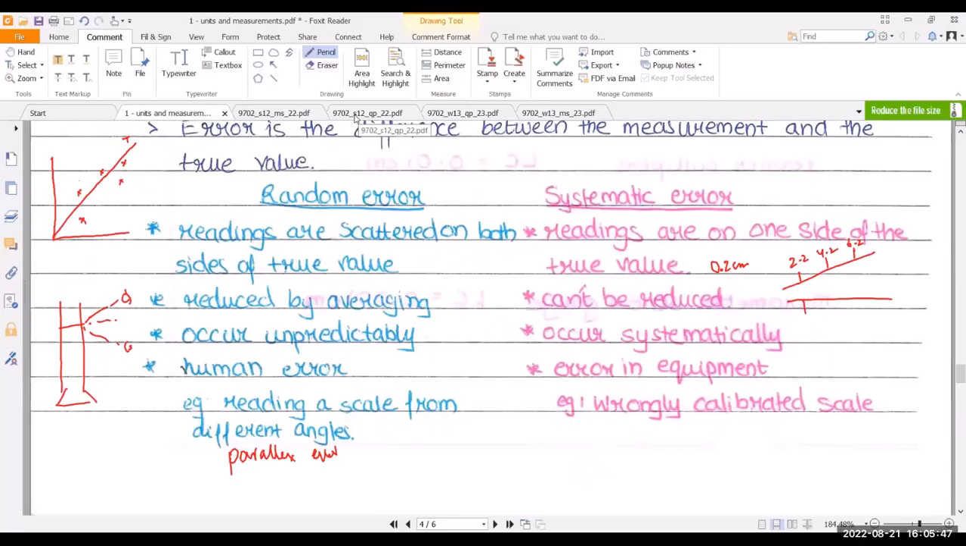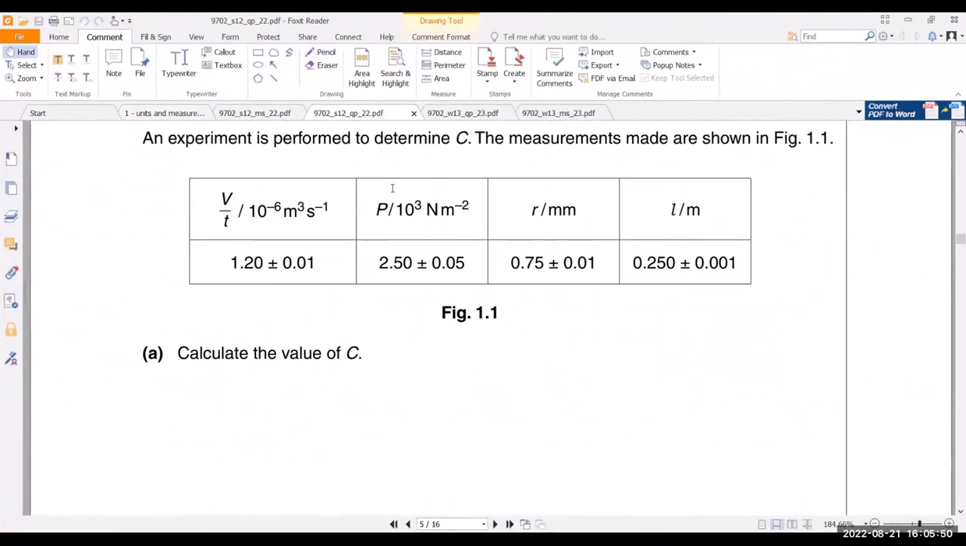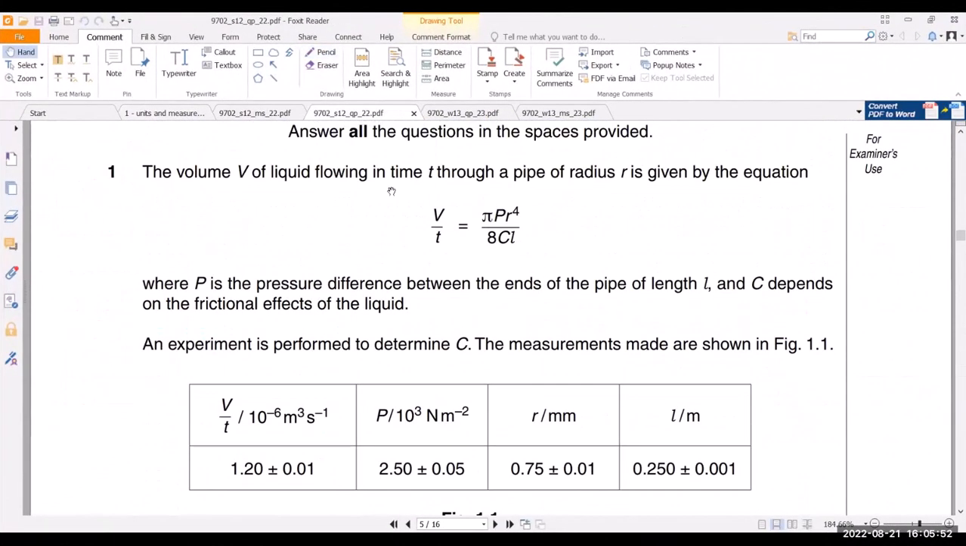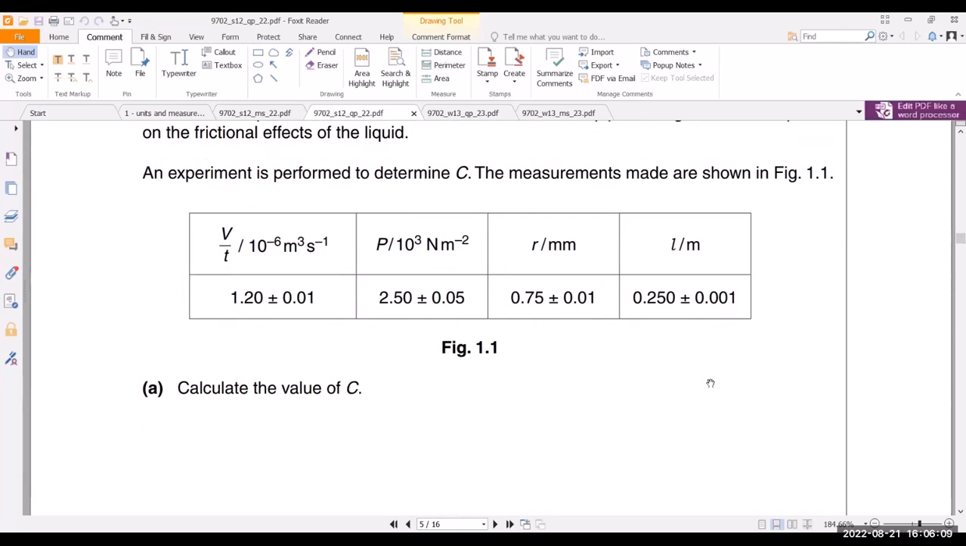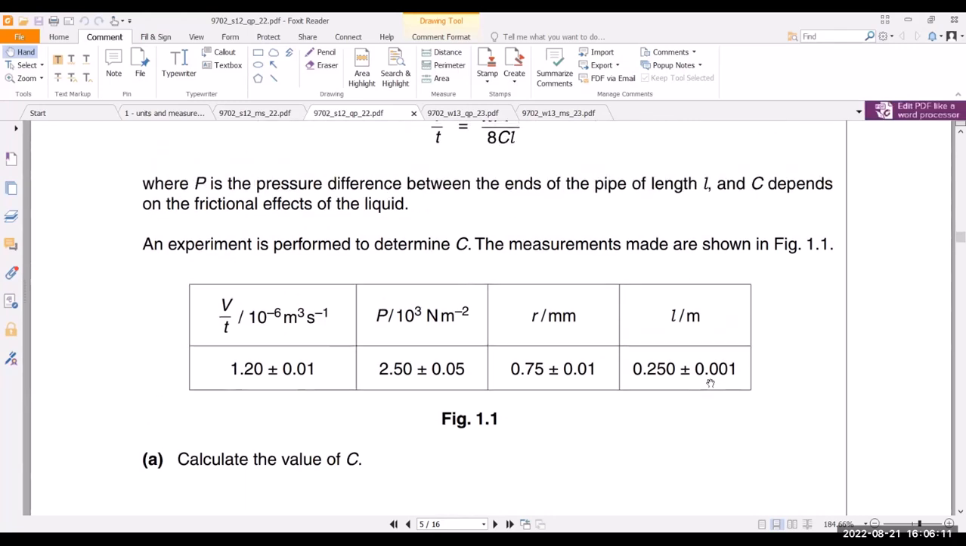Now there is a question. Yes, over here. He has given the question that the volume V of the liquid flowing in time t through a pipe of radius r is given by the equation. He has given some equation and the measurements of all the variables in that formula. Now see over here, what he is saying is: calculate the value of C.